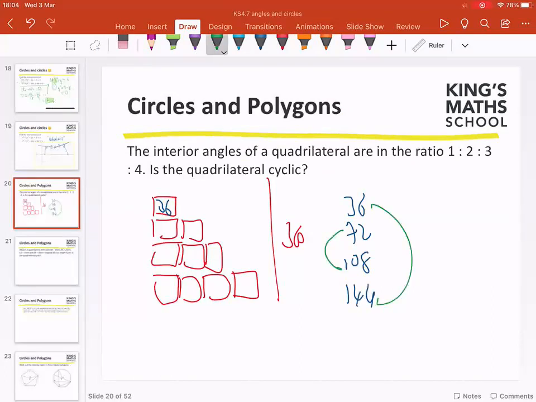And then, of course, with hindsight, you can see that coming, because 1 and 4 add up to the same as 2 and 3. So the ratio parts make an equal sum. And therefore, when you work out the value represented by each ratio part, you're going to get them adding up to 180.